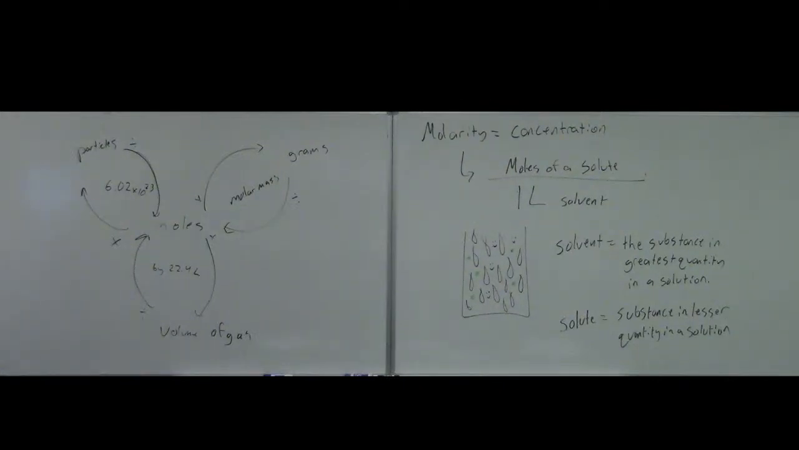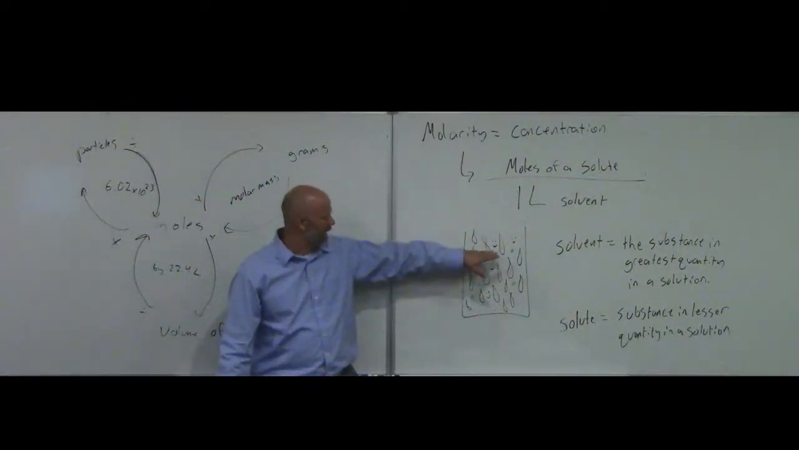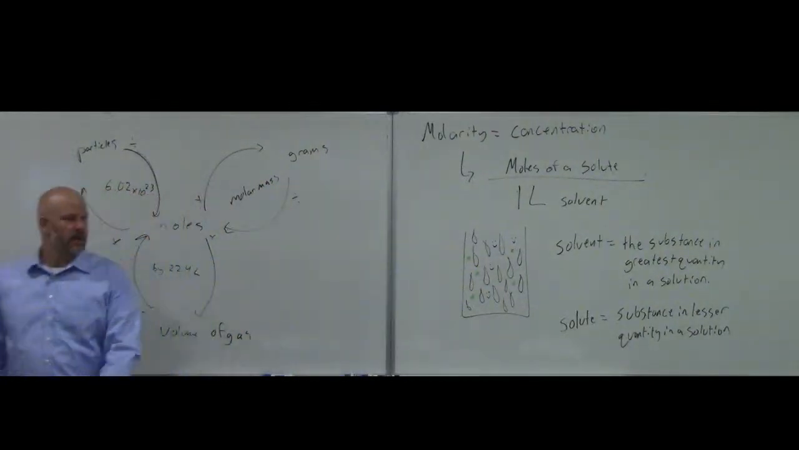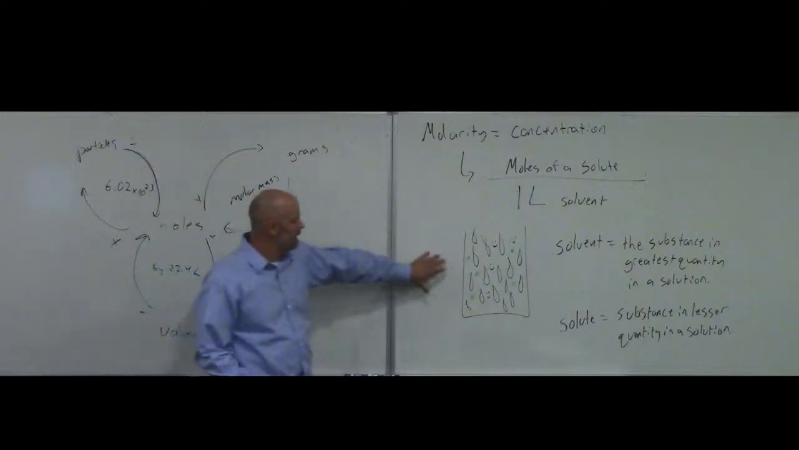Okay, so it's pretty easy to pick up here. I've got a lot of water, a little bit of sugar, a little bit of food coloring. So it's easy to tell which one's my solvent and which one's my solute. The solvent is always the one that's in greater quantity. So this one makes sense.